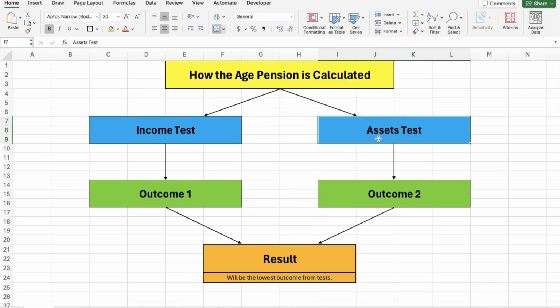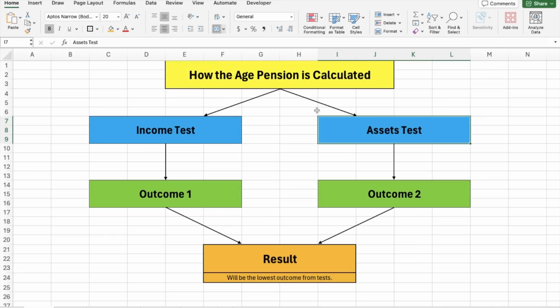So, the age pension is something you receive when you retire. It's a form of welfare payment, and to determine whether you receive it and the amount you will receive, we use two tests. The first test is the income test, which is based on your income, and the second test is the assets test, which is based on the assets you hold.